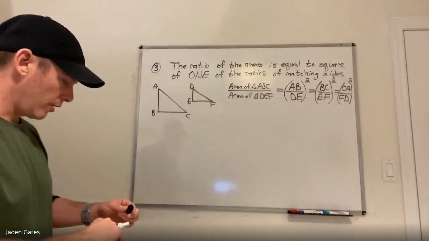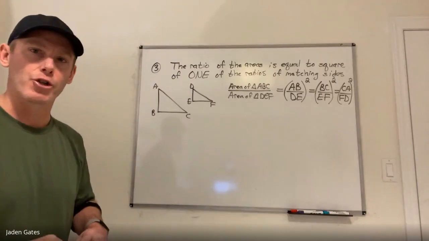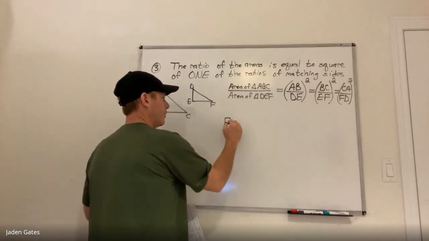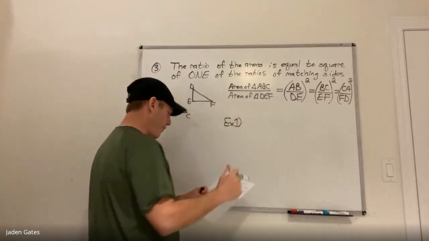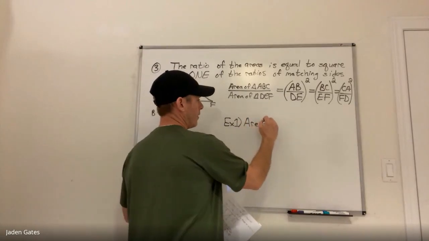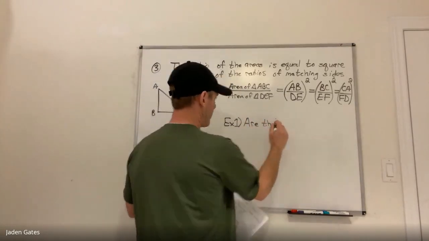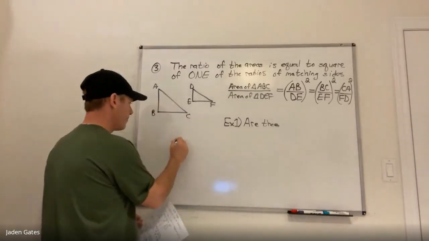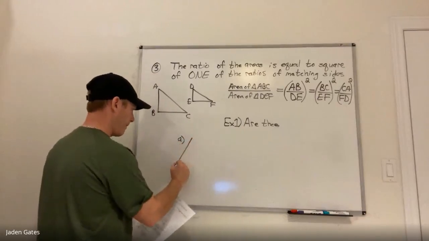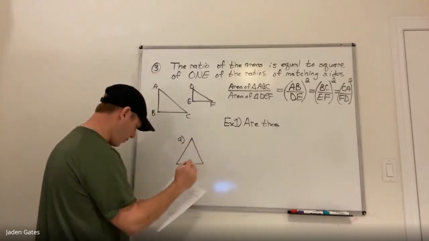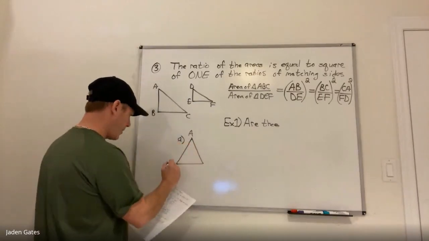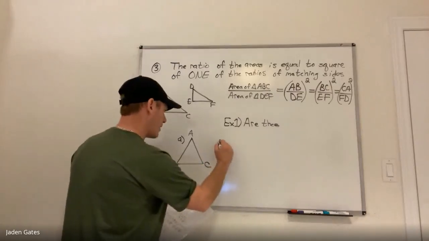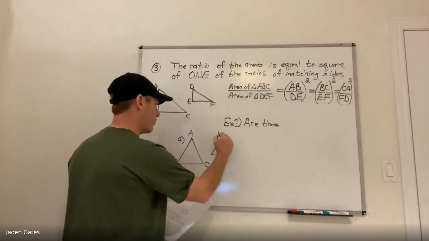All right, so now we're going to look at how we use these properties. How do they show up? So I get to example 1. Are the following triangles similar? So let's see here. A. Again, I'm going to use triangle ABC. All right, here I have another triangle. Again, I'm going to go with DEF.